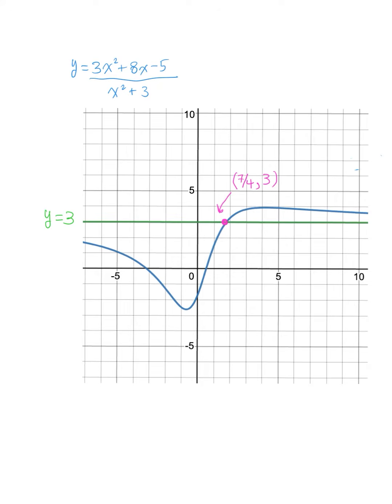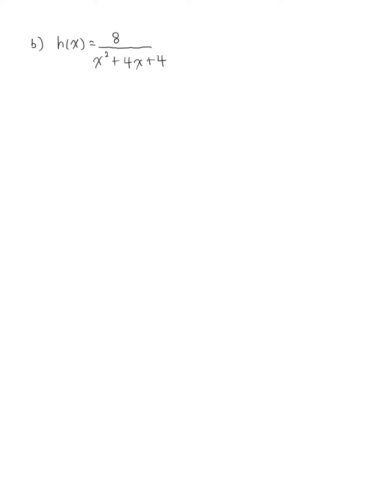So here's the graph that we were just talking about. This blue one is our g of x, and this is our horizontal asymptote, y equals 3. Notice that they intersect here at 7 over 4, which is 1.75, comma, y value is 3. So yes, a graph can cross the horizontal asymptote. Let's take a look at this example.